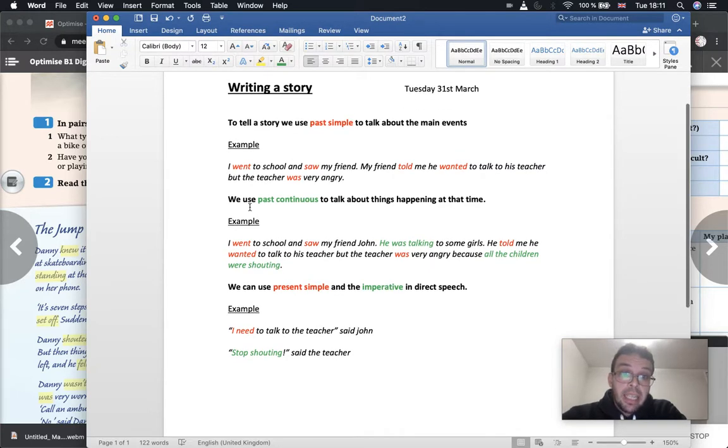Now, we use past continuous to talk about things that are happening at that time. So maybe not the main things of the story, but things that are happening at the same time. Again, it's to give the reader an idea of the situation, so he can put himself in your place when you're telling the story. Here is an example.